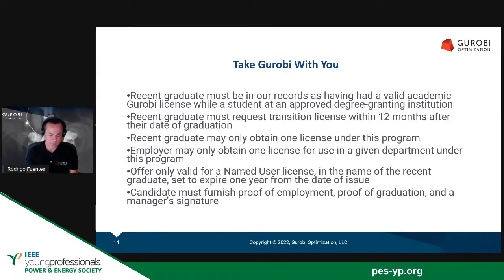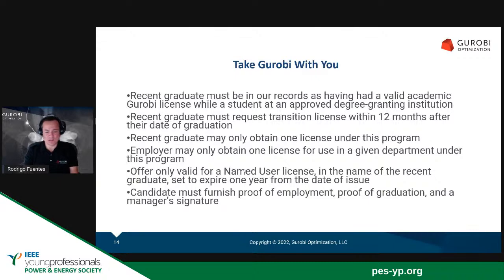So if you are a PhD student, master's or undergrad, and you have a Gurobi license, and you finish your studies, you have access to a Gurobi license for an additional year if you start working within that year. So if you start working within that year following your graduation, you request a license from us, a Take Gurobi With You license. You can get a license for 1 year that you can use in your new job.